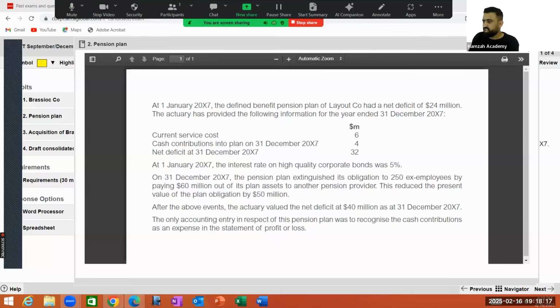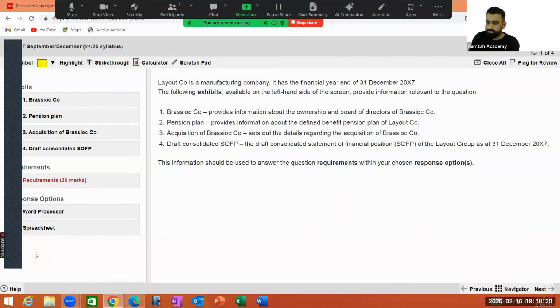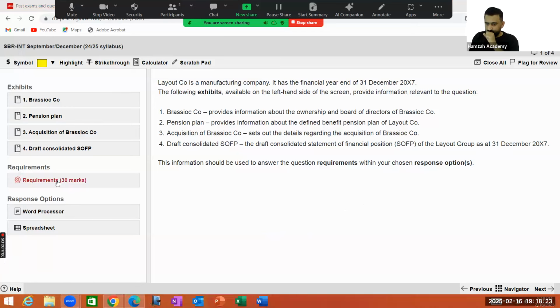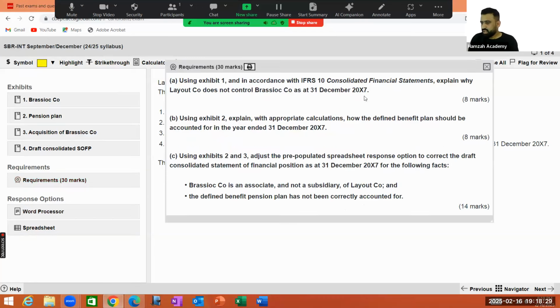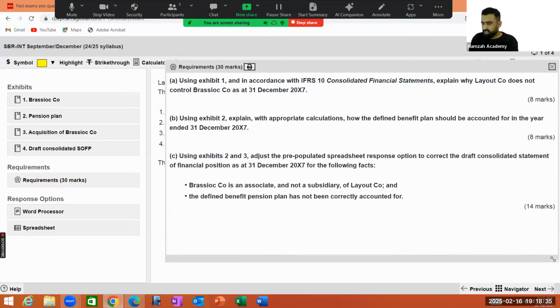Now continue with the practice. We will first of all look at the next requirement. And the next requirement is of 14 marks. In this requirement, using Exhibit 2.3, adjust the pre-populated spreadsheet response option to correct the draft statement of financial position as at 31st December 2007, using Exhibit 2 and Exhibit 3.